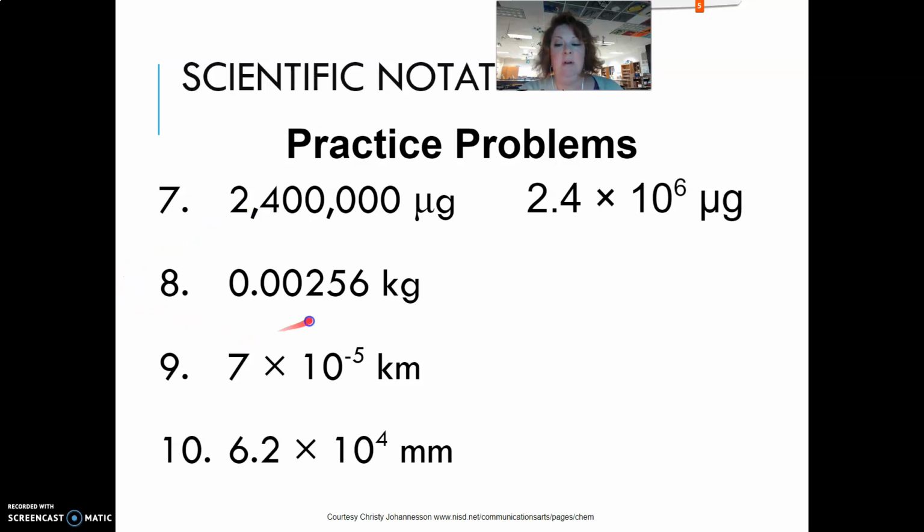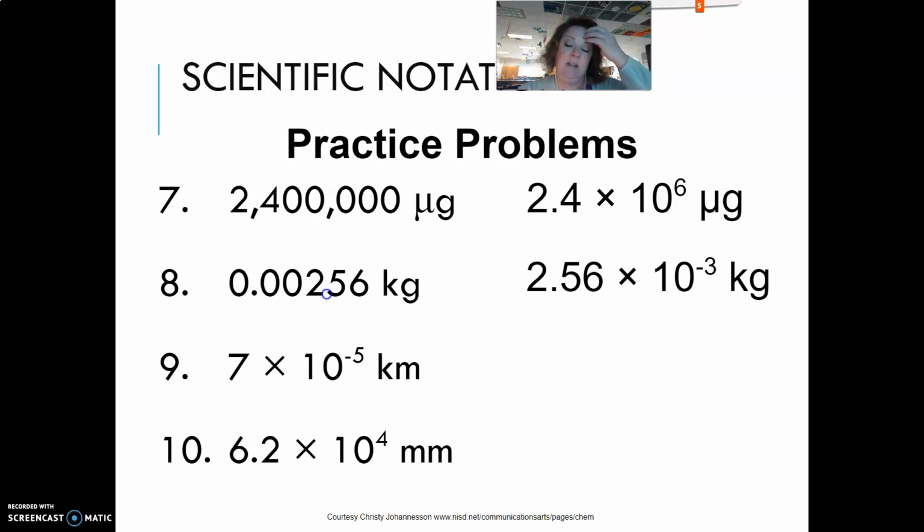Okay, so now we go to number 8. Again, we're going to move that decimal until there's one non-zero digit to the left of it. That'll be 2.56. Again, those are our only significant figures because the zeros in front are leading zeros. So that's going to be 2.56 times 10, and then our exponent will be 1, 2, 3, and our original number is less than 1, so that'll be 2.56 times 10 to the minus 3 kilograms. Make sure you're doing your units.